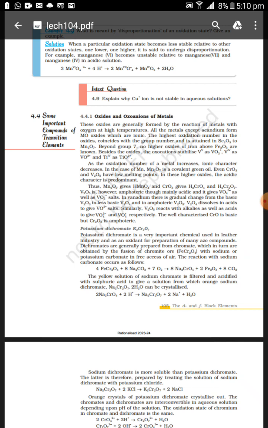Further, this sodium chromate in acidic medium gets converted to sodium dichromate, Na2Cr2O7. Now if we look at this equation, Na2CrO4 on one side and Na2Cr2O7 on the other side, if we ionize this in the skeleton form of the equation, it will give you chromate, CrO4 2 negative, and on the other side the dichromate, Cr2O7 2 negative.